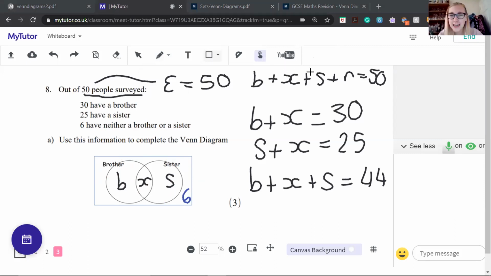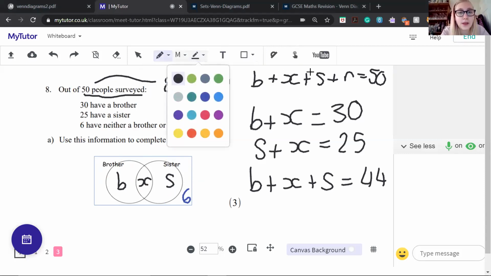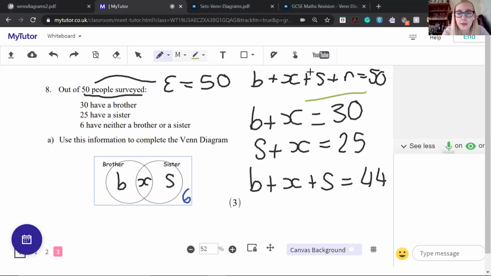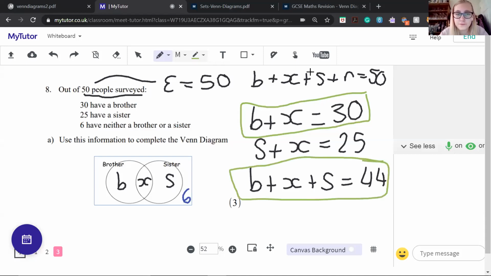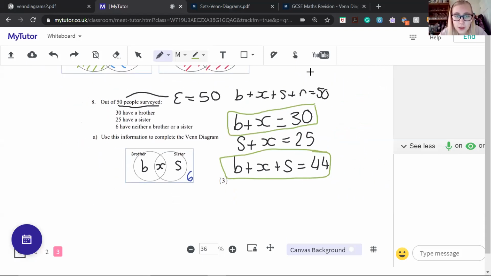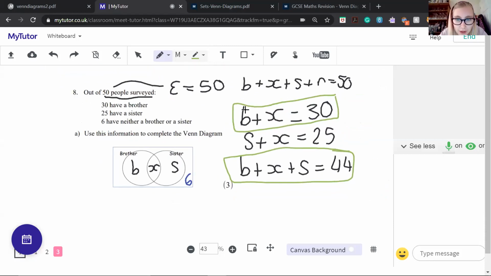Okay, now it's where we have to get a bit sneaky, and it's usually the same trick or something really similar. Here's what we're going to think about. I'm going to look at this that we've written down and this that we've written down. So let's think about these pieces of information together. If the total in this circle here is 30 and the total in all of them is 44, this bit here has to be 14.